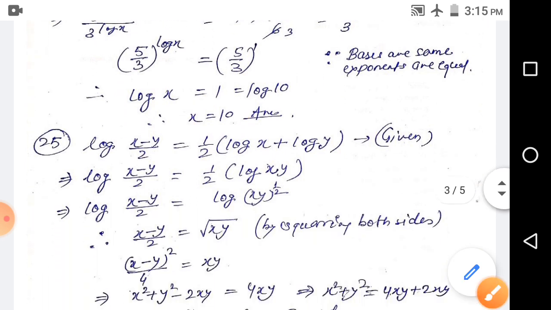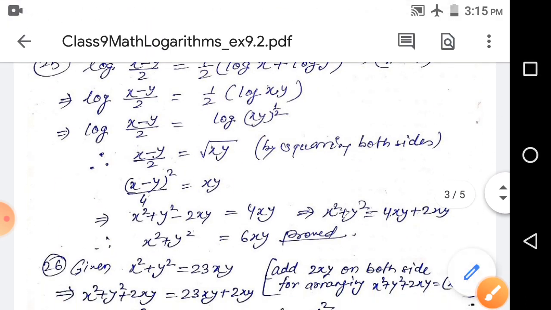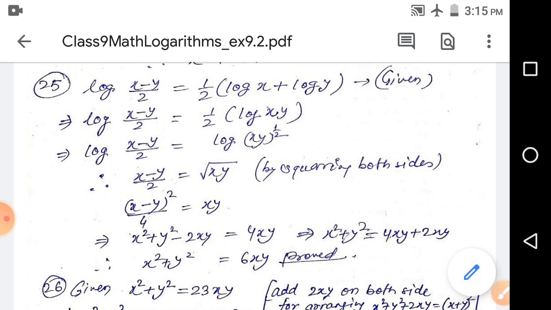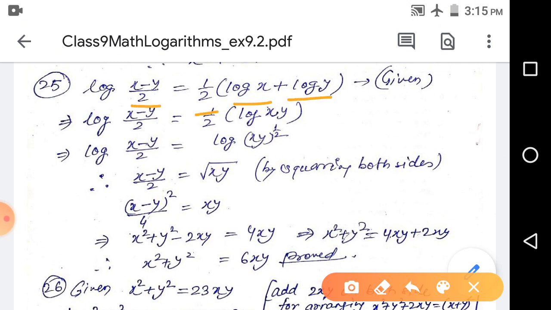Now see question number 25. In question number 25 we have the given equation as log of (x minus y) by 2 is equal to 1 by 2 into (log x plus log y), and we have to prove this. Now see from this first line, for those two terms we can use the product law, the reverse of the product law. Log y plus log x equals log of x into y.